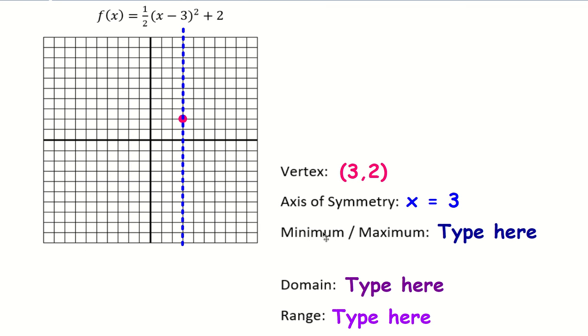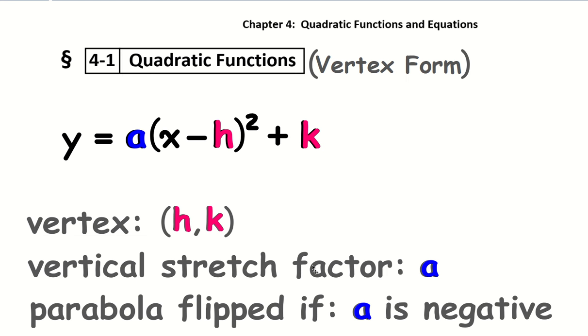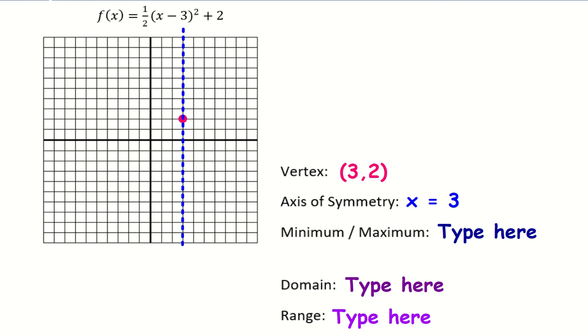Now, as far as a maximum or minimum value, okay, check this out. Back here I said that if your a value is negative, that means your parabola is flipped upside down, which pretty much means if your a value is positive, that means your parabola is right side up. Okay? So notice out here, our a value is 1/2. So our U is going to be right side up. It's going to be a regular U shape.